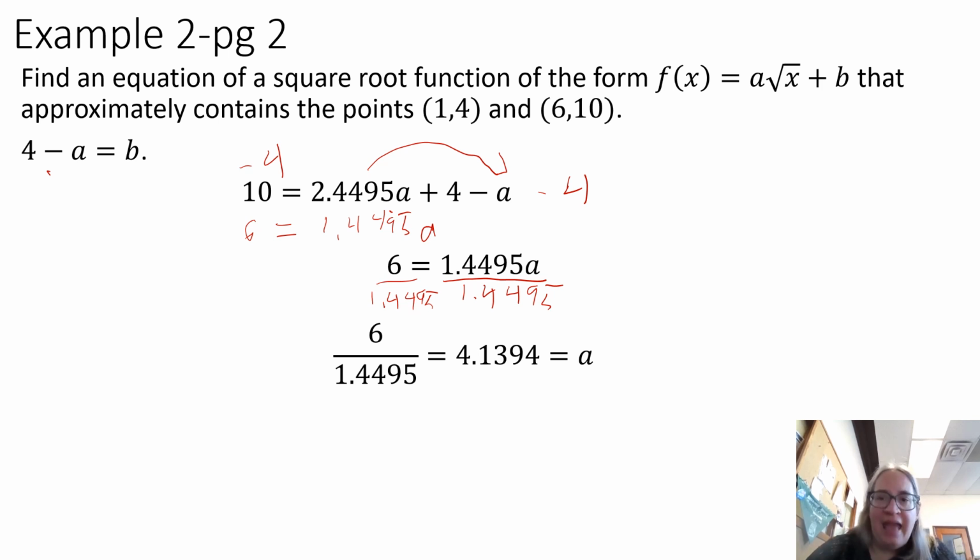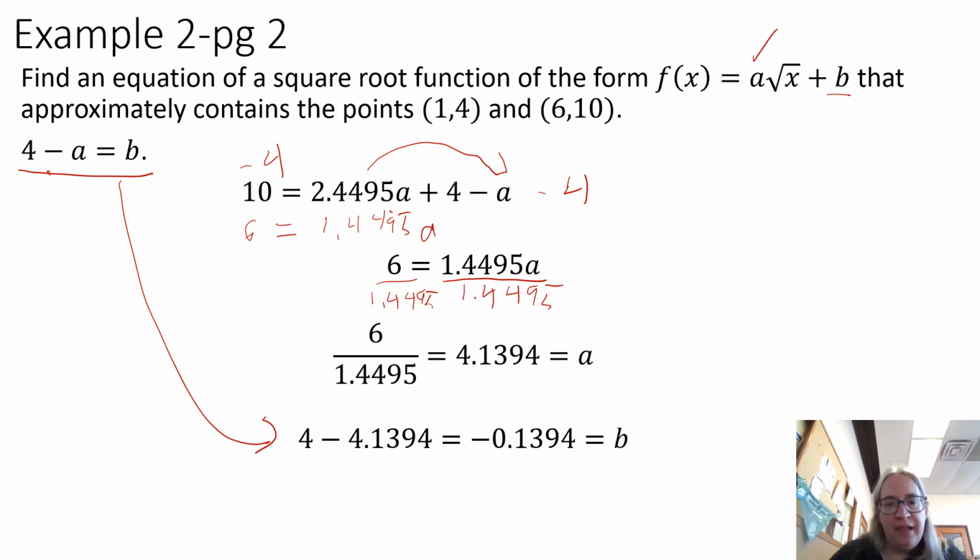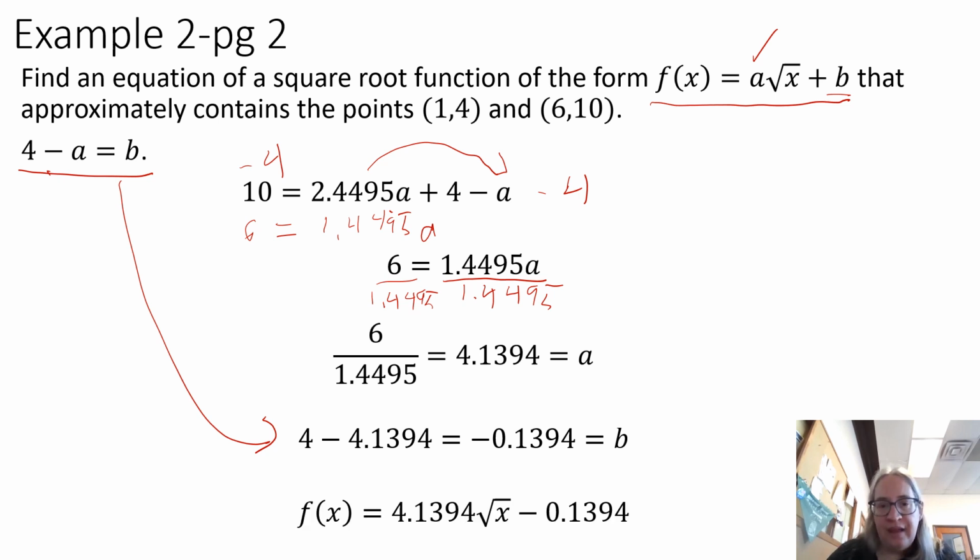Okay, so I've got my a figured out. I just need to figure out what b is. But fortunately, I have this cute little expression relating a and b. So I bring that down, and I plug in my value for a into that expression. So what's 4 minus 4.1394? Turns out to be negative 0.1394. So that's my b value. So now that I know what a and b both are, I just have to put them into my function as the a and b. So what's my function? f of x equals 4.1394 square root of x minus 0.1394.